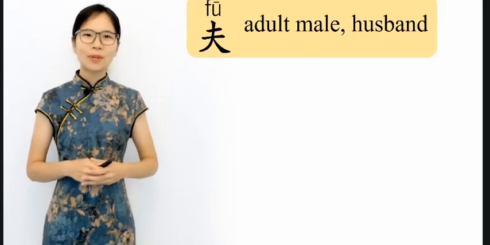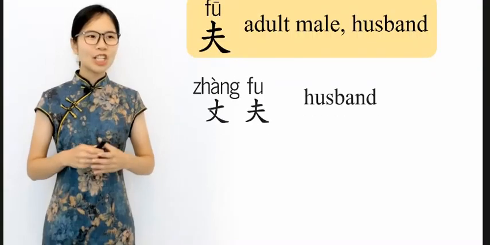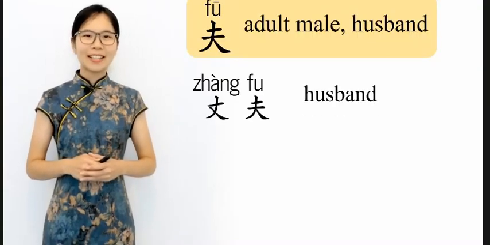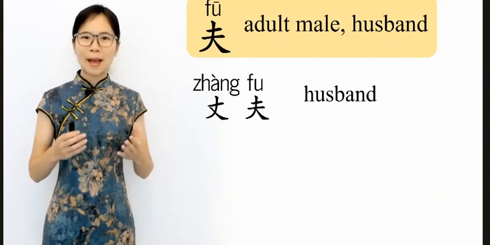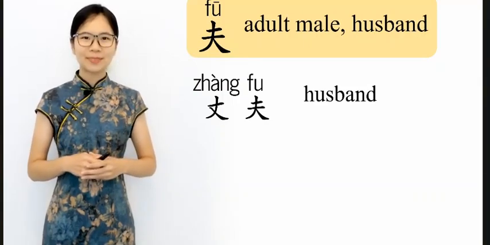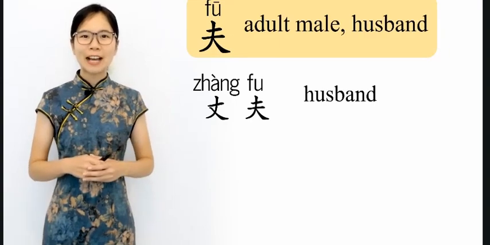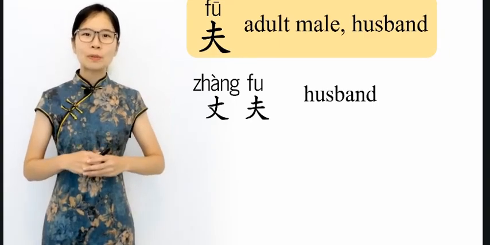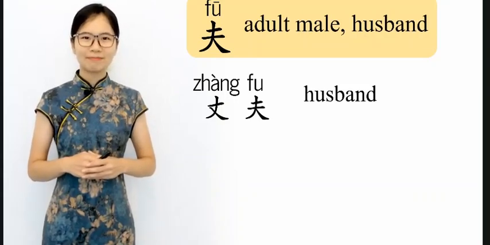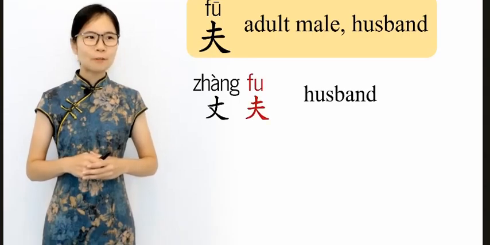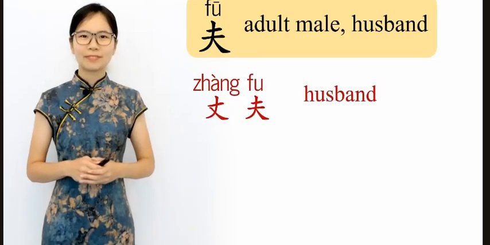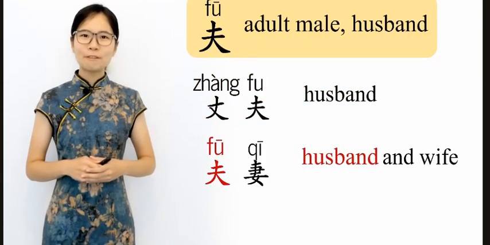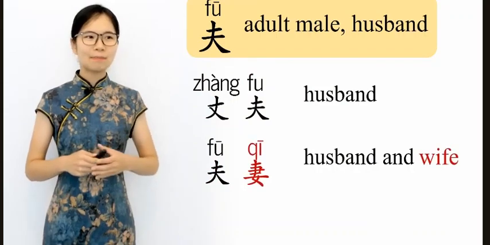Here are some example words that use the character fu. 丈夫 means husband. The character 丈 comes from a traditional Chinese measurement which is equal to about 3 meters or 10 feet. This refers to women in ancient times wanting to choose a tall man who could protect them to be their husband. Note that in 丈夫, fu is pronounced with the neutral tone. 丈夫, husband.